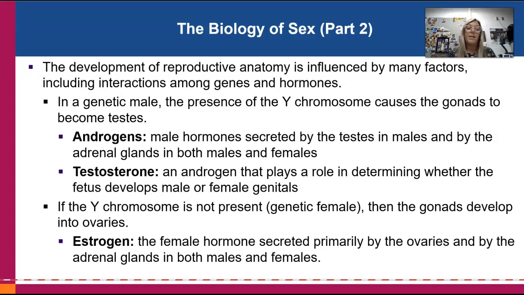And if the Y chromosome is not present, so that's the genetic female, then the gonads will develop into ovaries. And estrogen is the female hormone secreted primarily by the ovaries and by the adrenal glands, and again, both males and females. If you really want to understand the biology of sexuality and gender, this is an amazing class to take.